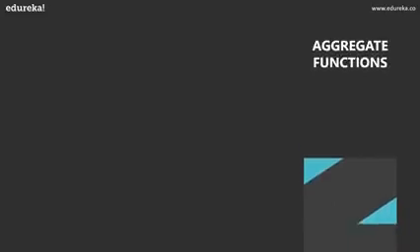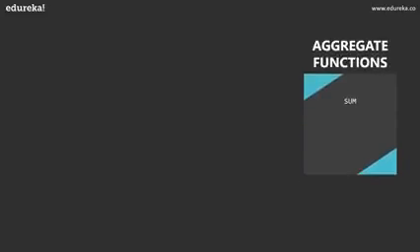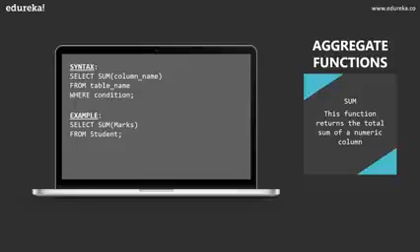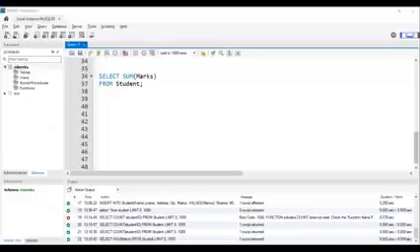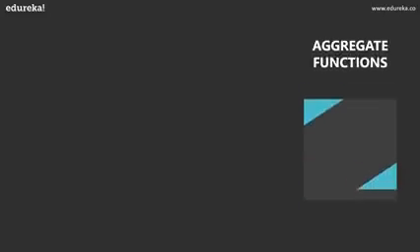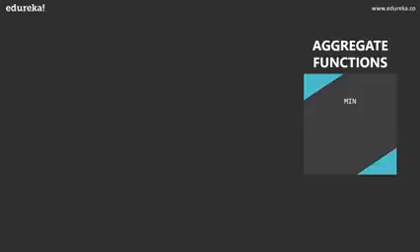The next aggregate function is sum. Usually, sum function returns the total sum of that particular column. The syntax is select sum of column from table where condition. So let me execute this example. In this example, I'm trying to find the total marks scored by all the students. So let me select this query. The total marks scored by all the students is 2882.